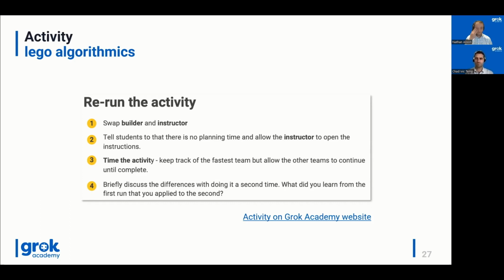And then you run the activity again and you swap roles. This time there's no opportunity to discuss strategy. So run the activity twice, and then at the end of the second time, you have a second class discussion, and you ask students what they did differently the second time and how they applied what they learned from the first time. What I noticed running the activity in the classroom is that the second time round, the build happened a lot quicker. Students were using much more precise language, and it just seemed to happen a lot easier, and more efficiently.